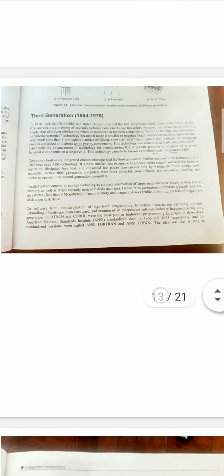Now come to third generation. Third generation period is 1964 to 1975. Integrated chips were used. This technology used small scale integration and medium scale integration, which means on a 5 mm square, a few circuits were fabricated on a single chip.